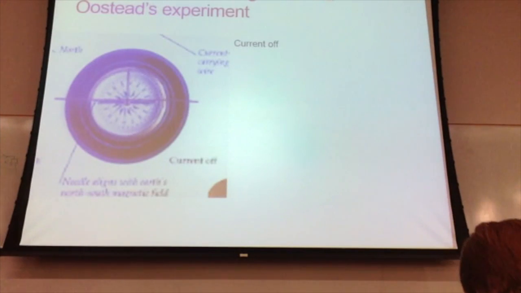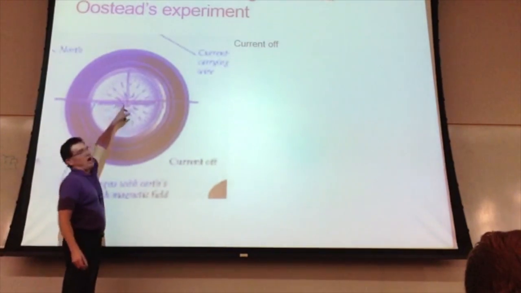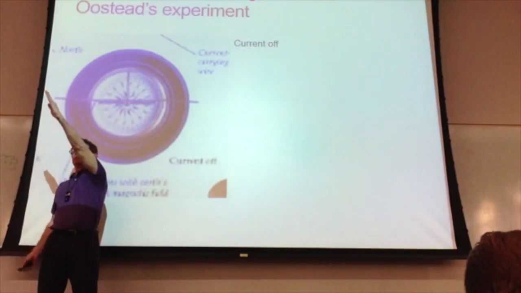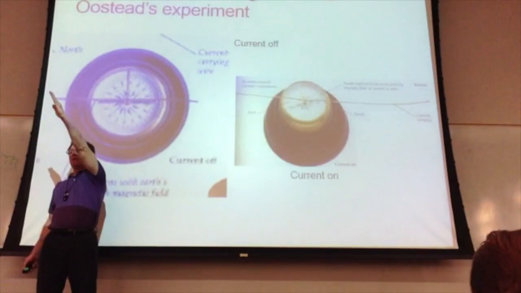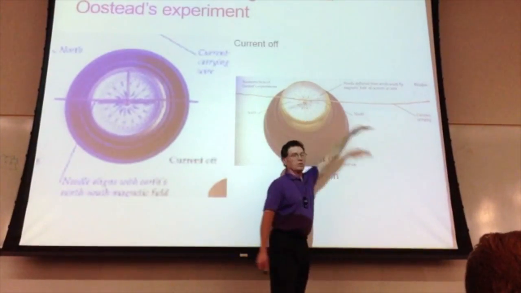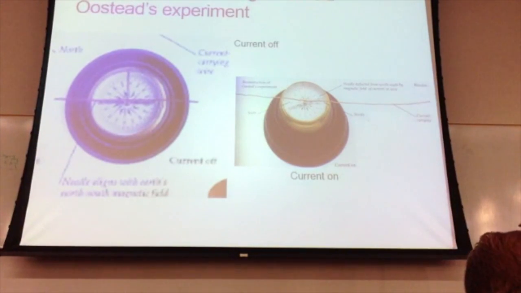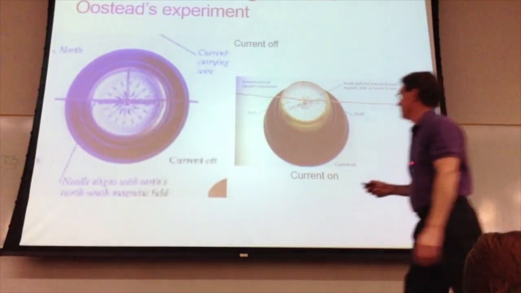And you can see it. If I have a compass, and this compass is pointing north, and I have a wire running across here. If there's no current, this compass will be pointing north. If I then run a current through it, the compass needle will no longer be pointed north. Again, an illustration that there is a magnetic field around the wire.